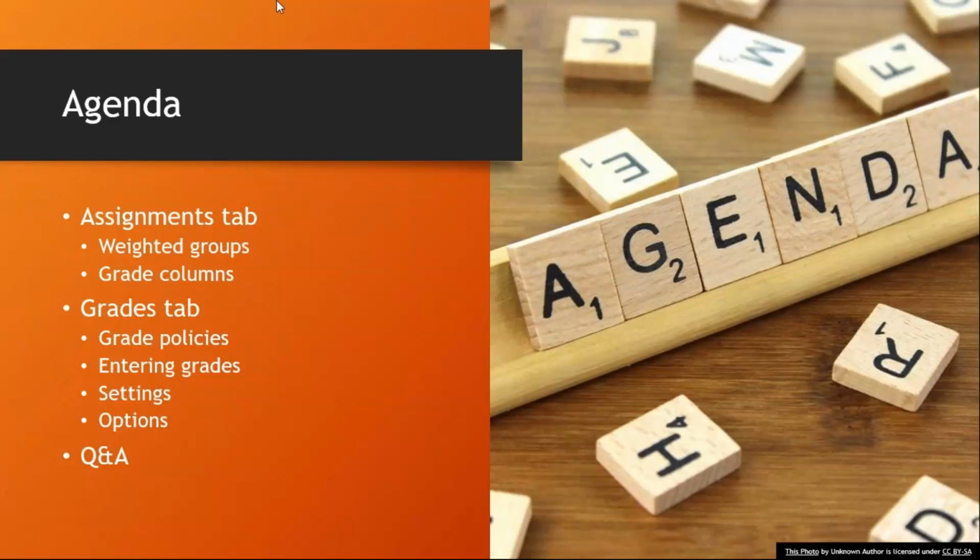And then we'll look at the grades tab itself and look at how you can set up your grading policies for the semester. Obviously, the basics of entering grades and setting statuses for an individual assignment. We'll look at the settings for assignments and then the different options that you have for the way that you view your gradebook and some other things. So I'm going to go ahead and get into Canvas.